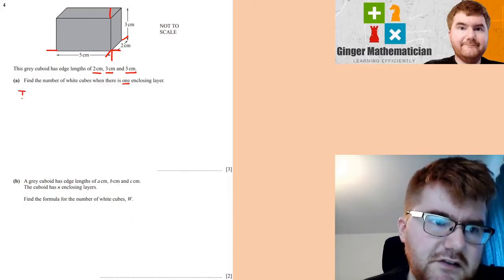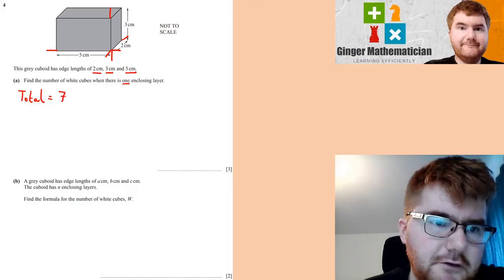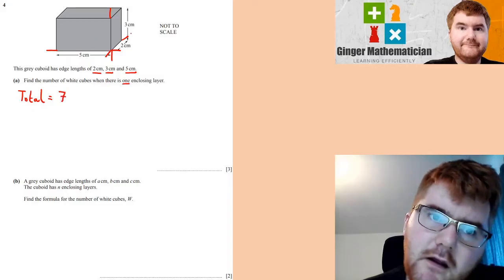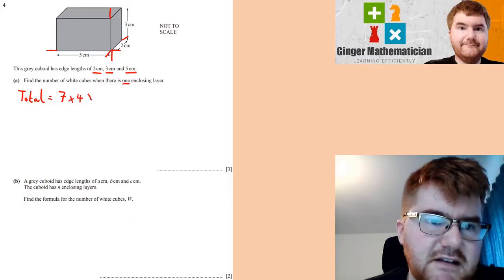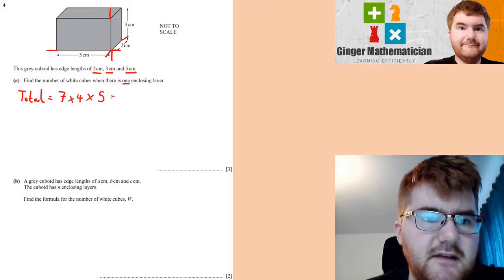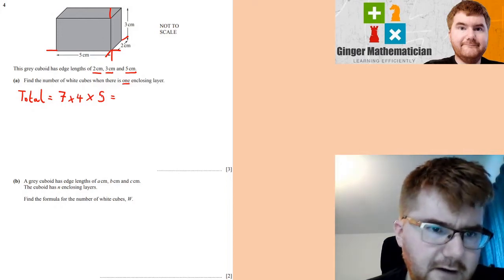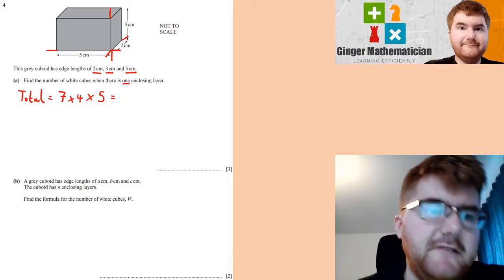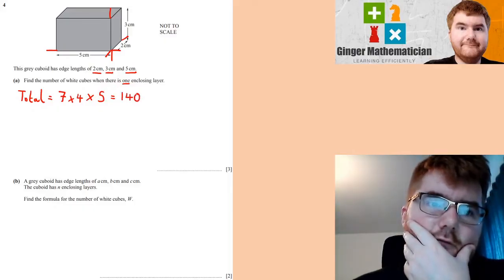So if we want to work out the total number of cubes, this will be equal to 7, because that's 7 going across now. We've got 2 here, 1 here, 1 here, that makes 4, so 7 times 4. And then we've got 3 here, 1 above and 1 below, so that's going to equal 5. So the total number of cubes will be equal to this calculation here, which is 7 times 5 is 35, and then 35 times 4, that's going to be equal to 140.